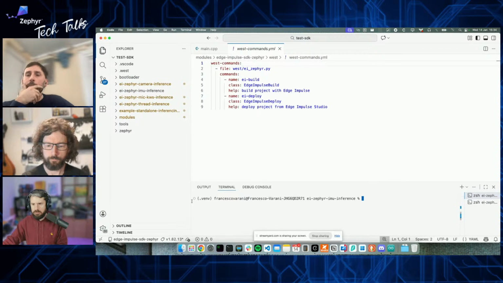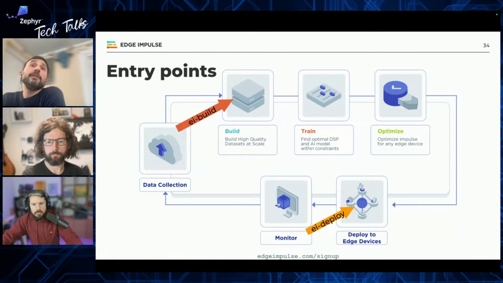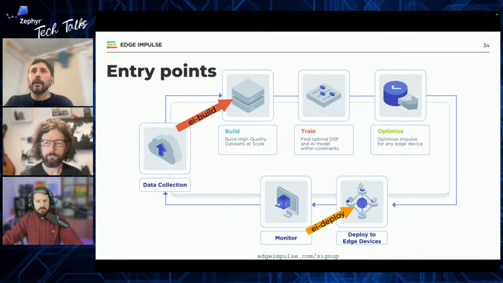So we decided to extend West and add these commands, so a user can, from the command line, just invoke one of these two commands and quickly build the latest version of the model. And then with deploy, it can download a zip file with the content as a Zephyr module. So I can quickly show that.